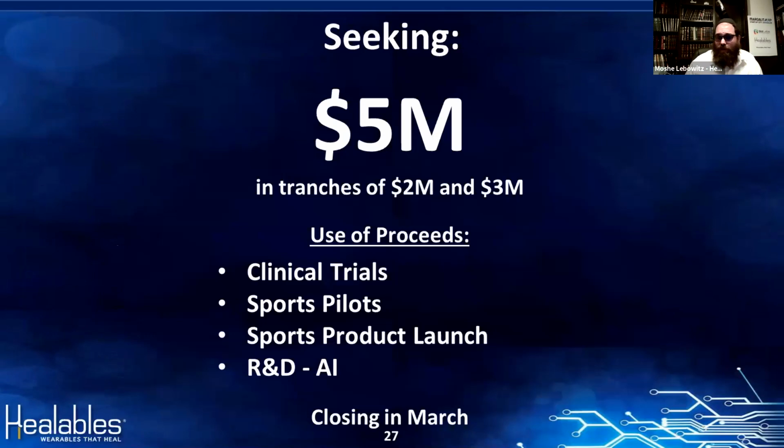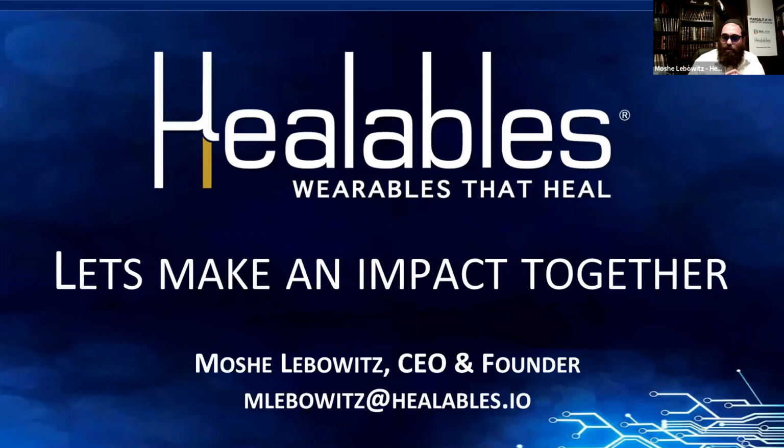So here's what we're seeking: $5 million in two tranches. The first tranche of $2 million is to support our clinical trials, our sports pilots, and our sports product launch. So if you know somebody who's suffering from osteoarthritis or diabetic neuropathy, or struggling with opioids, here's your chance to make a difference. Let's make an impact together. Thank you.